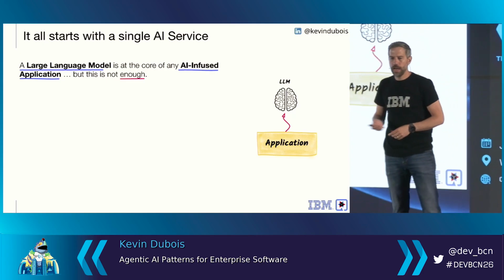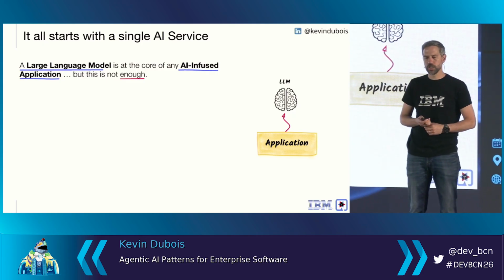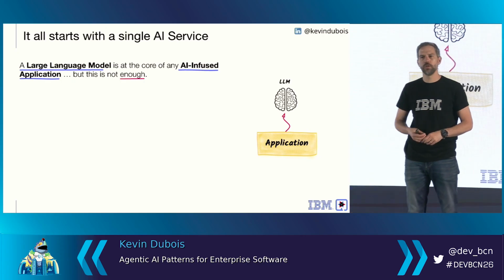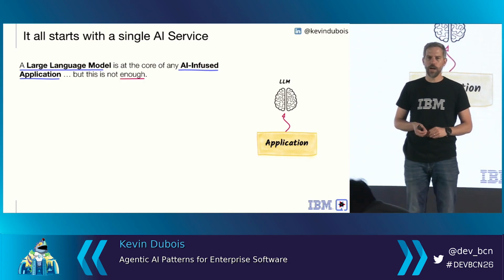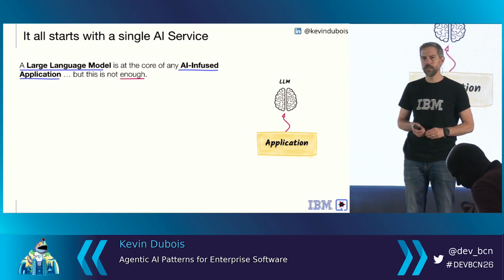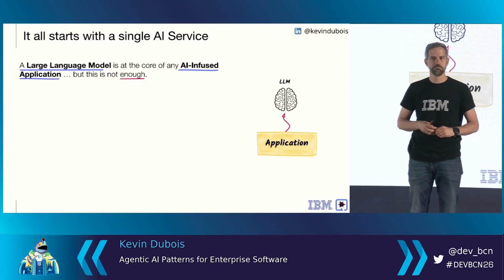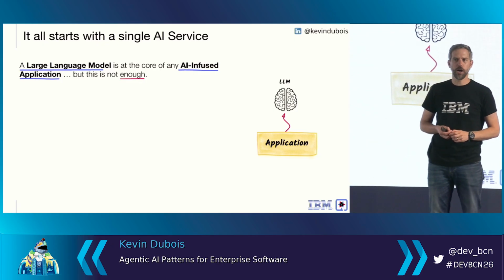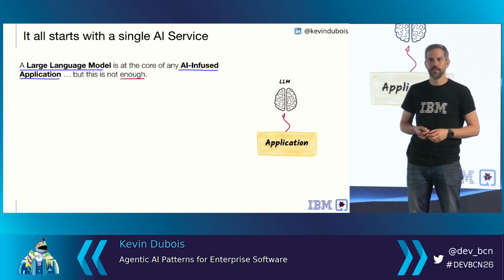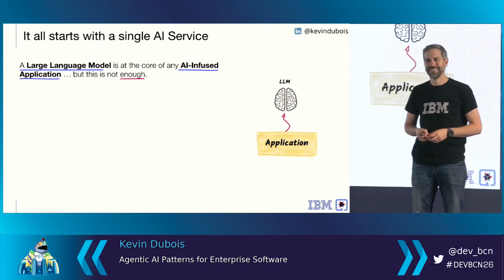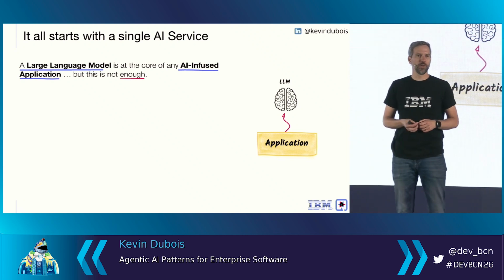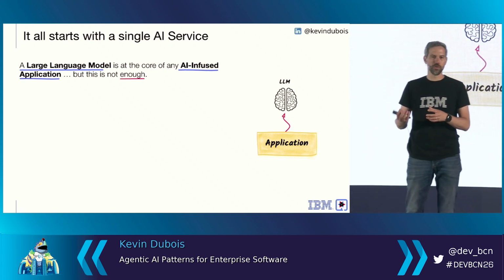So we have an interaction with a large language model, and you can do that with Spring AI or LangChain4j. By the way, how many people here have already used Spring AI or LangChain4j? A few people. How many Spring AI, and how many LangChain4j? Okay, so about half and half.